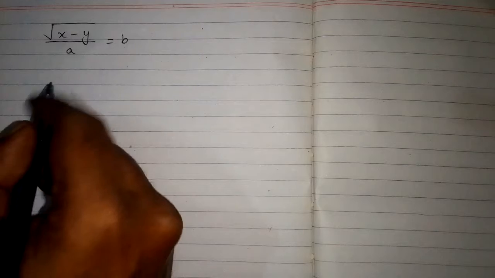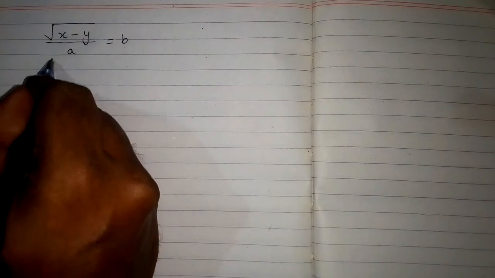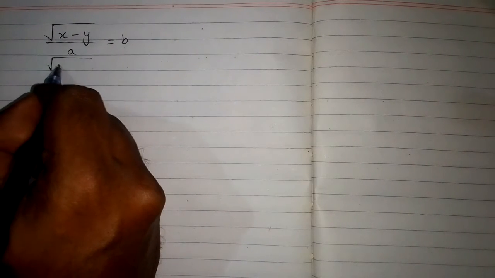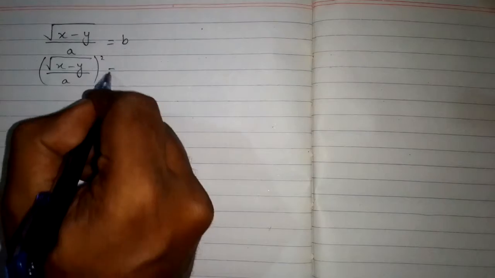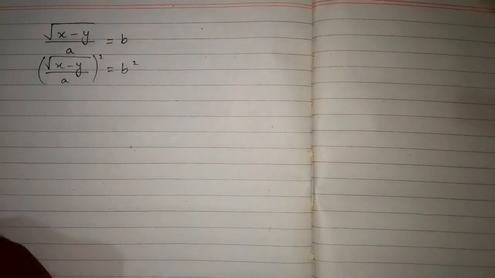In this video we will make y the subject of the equation. So we must have y on one side of the equation and all the other variables and numbers on the other side of the equation. So first of all we will do squaring of both sides. So we have (square root of x minus y upon a) whole square is equal to b square.